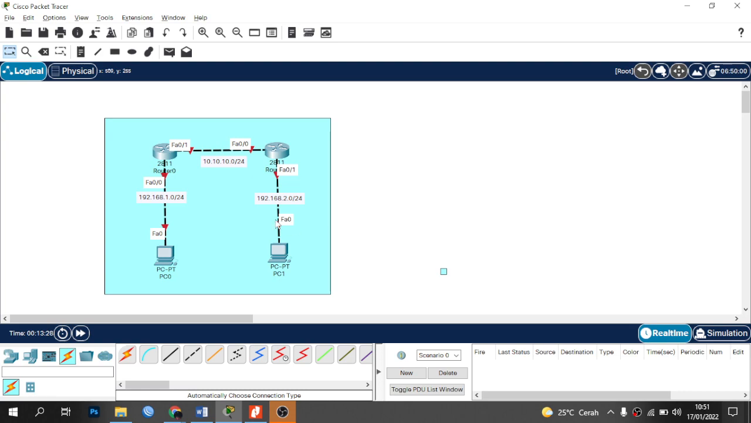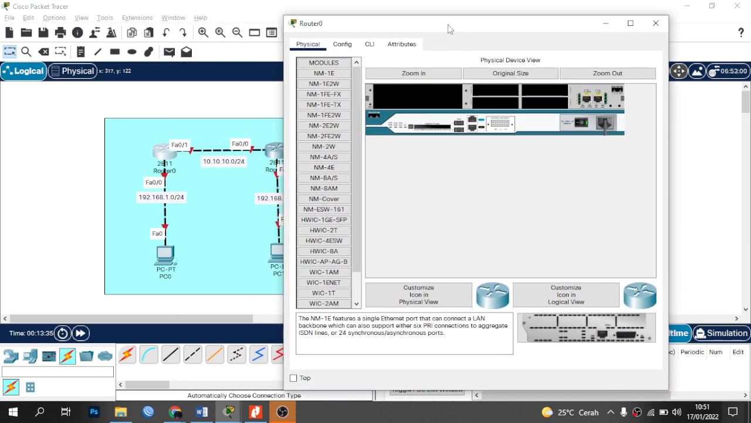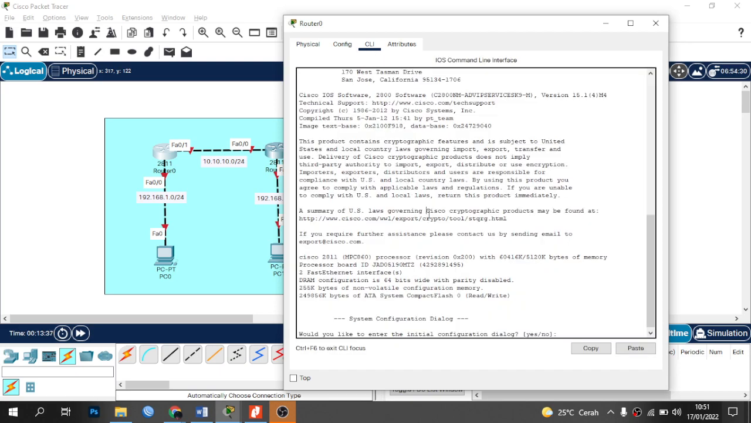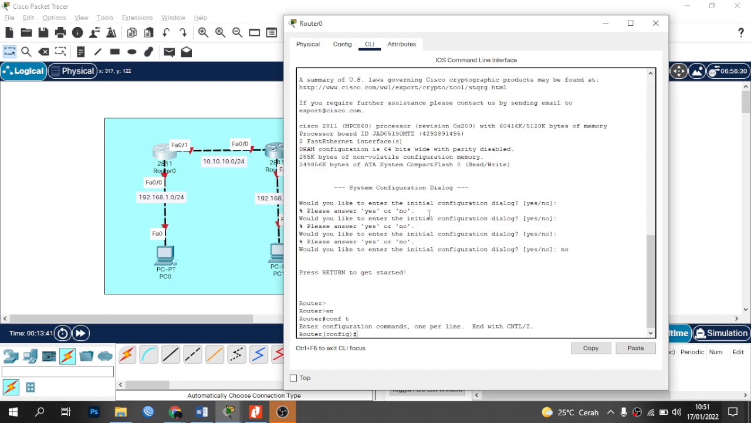We enter router 0. We enter the interface, and turn on the cable. Then enter the IP address for the interface. Do the same thing on router 1.